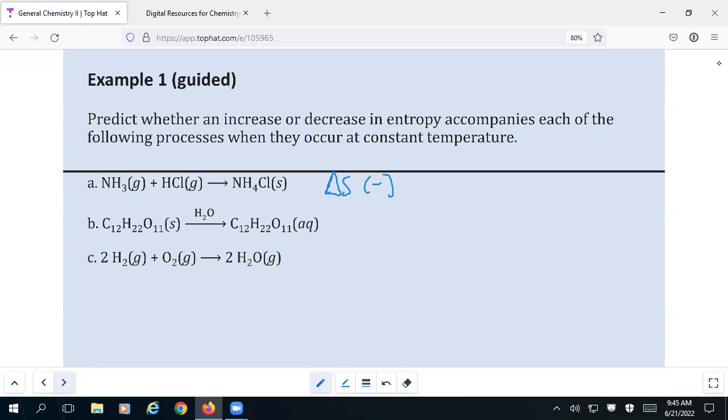We've got sucrose dissolving in water. So going from the solid phase to the aqueous phase, what would we expect here? So here we would expect a positive change in entropy because we're going from that rigid solid to now we've got more room to distribute inside of that solution.